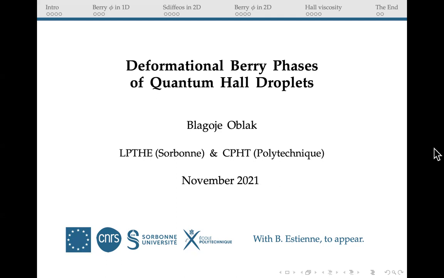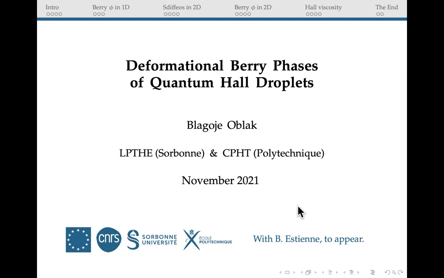So as announced, I'm going to talk about phases that appear when one deforms a quantum Hall droplet in certain manners. This is based on work in progress with Benoit Estienne, which we are actually hoping to put online very soon, hopefully maybe even in 2021, but of course this is always a bit random, so let's see. In any case, soon on the arXiv it should appear. And so that's what I'm going to talk about.